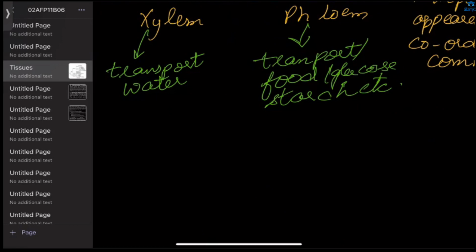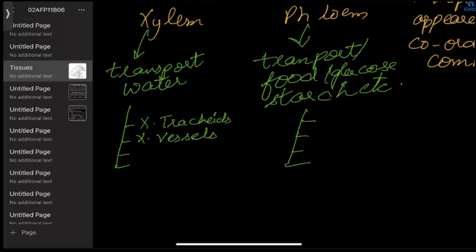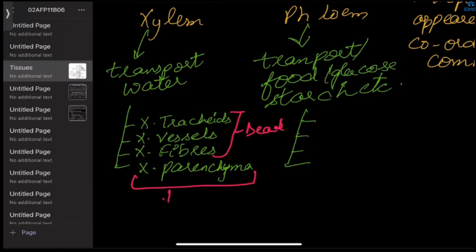Besides, xylem is divided into four different kinds, and phloem is also divided into four different kinds. Tell me, what are these four kinds? Xylem tracheids, xylem vessels, xylem parenchyma, and xylem fibers. Which one is living? Xylem parenchyma. Three of these are dead, and this one is a living cell.